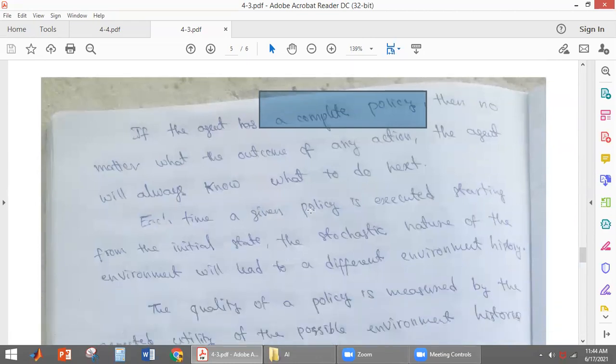Each time a given policy is executed from the initial state, from the initial state 1, 1, the policy will be executed. So the stochastic nature of the environment. You know what type of environment we have? Non-deterministic environment. So this stochastic nature of the environment will lead to different environment histories. Whenever the policy is executed, what happens? We will be getting different environment histories.